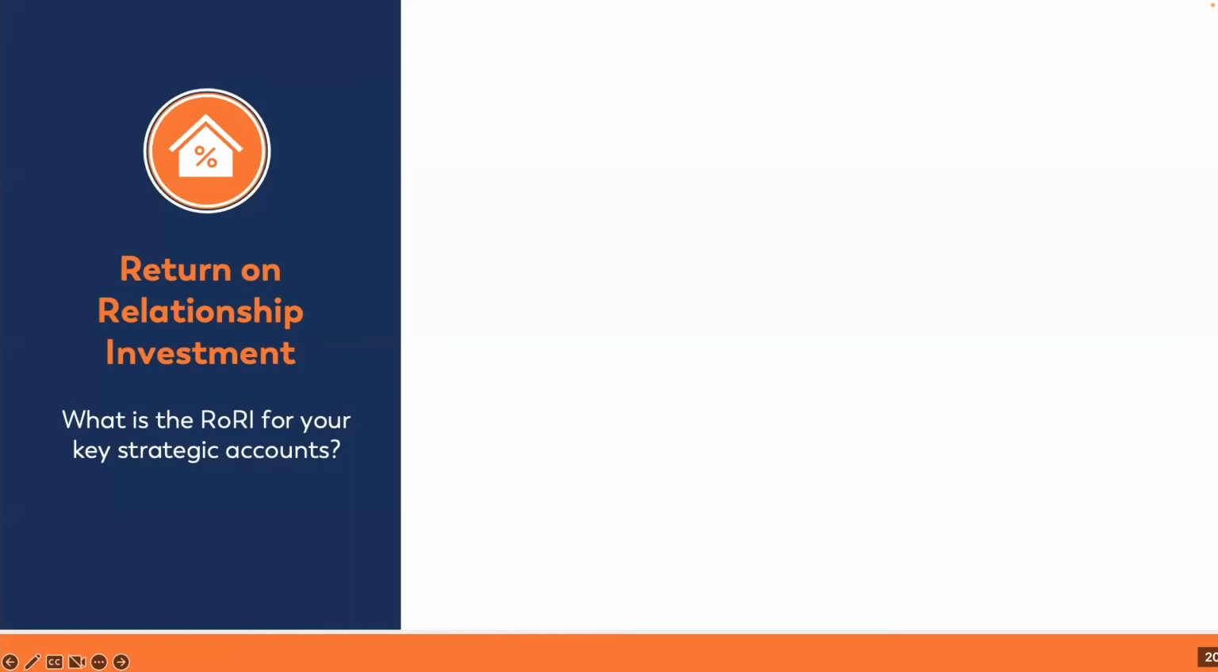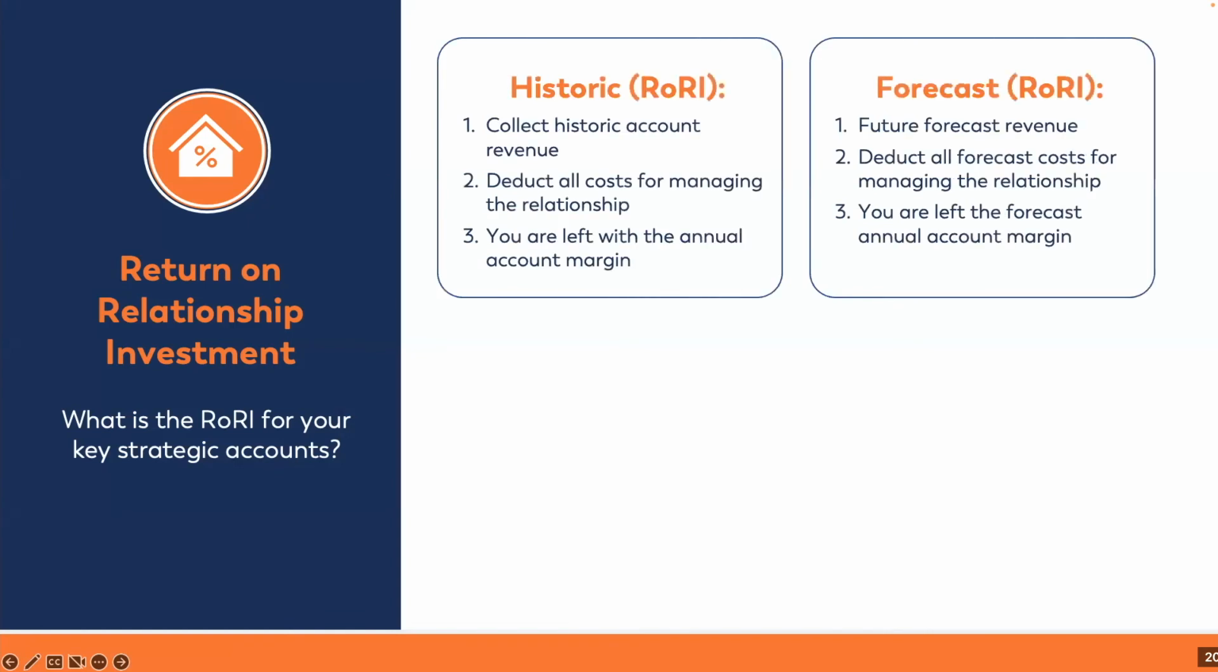So return on relationship investment. How you do this, if we can, we want a historic view and we want a forecast view, a forward-looking view and a backward-looking view. What's the revenue on the account? So historic, forecast. What's the cost of managing the account? And that includes salaries and investments and anything that goes into running that account. What's the margin? And that's your metric.